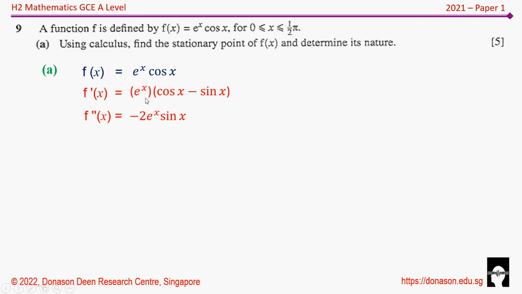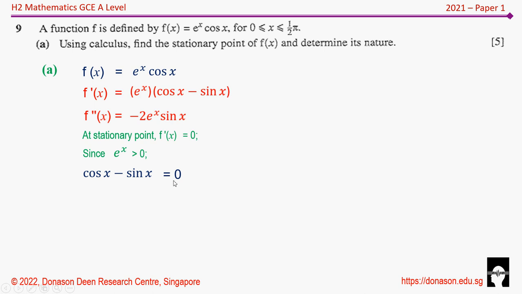So e to the power of x is not possible to be 0, because e to the power of x is always a positive value. Therefore if f prime x ever became negative, it is because of the second bracket. Cosine x minus sine x must have been equal to 0. Since e to the power of x is always positive, it must be cosine x minus sine x that must have been 0 in order to give the first derivative as being equal to 0.